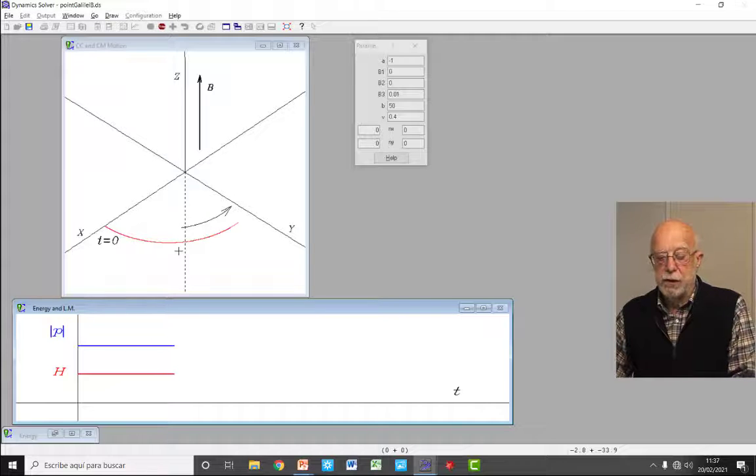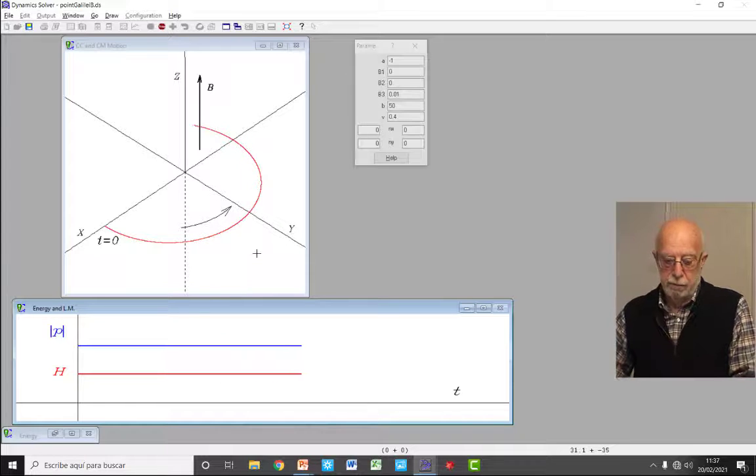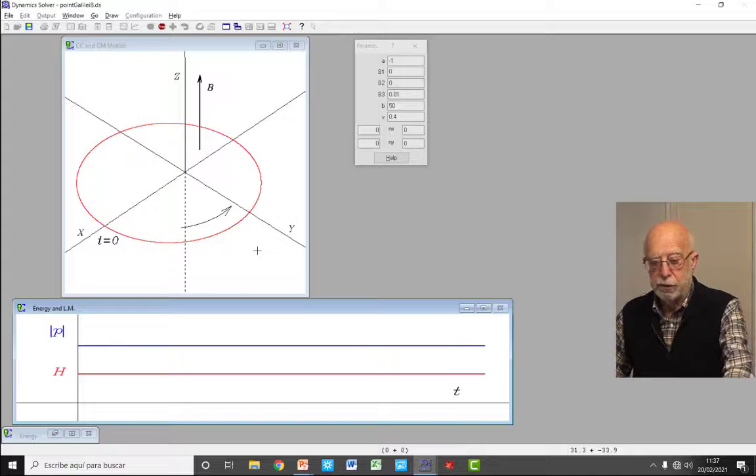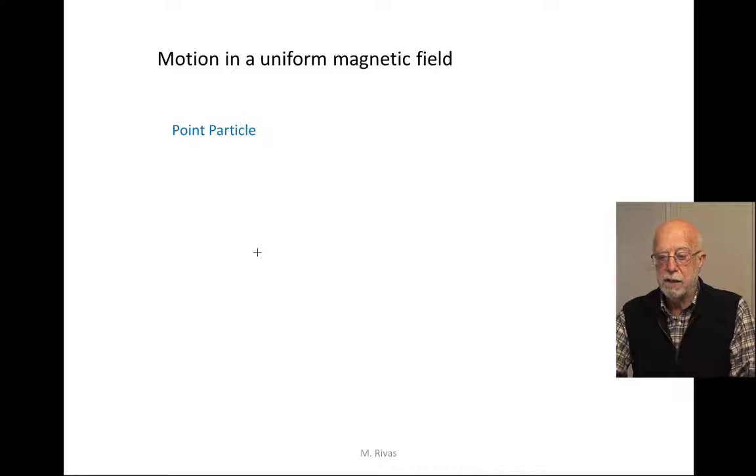You see, energy and linear momentum have a constant value all the time. And this is a circle. The particle describes a cyclotronic motion at a constant velocity. Stop integration and go back to analyze now the spinning particle.